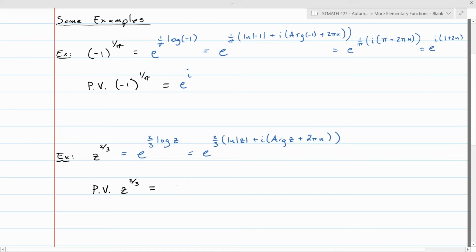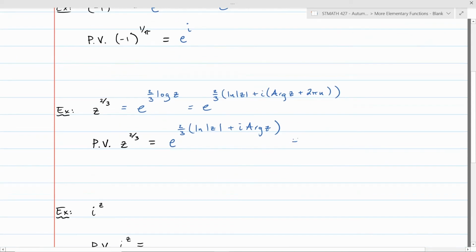And so the principal value of z to the 2/3 is e to the 2/3 natural log absolute z plus i times just arg z. And if you want to break this down a little bit, you can. So you could write this as e to the 2/3 natural log absolute z times e to the 2/3 i arg z. And this coefficient here, that's a real number.